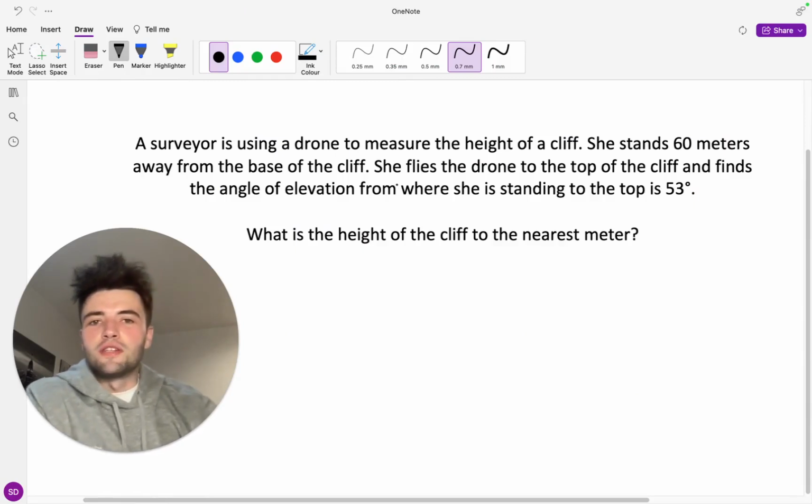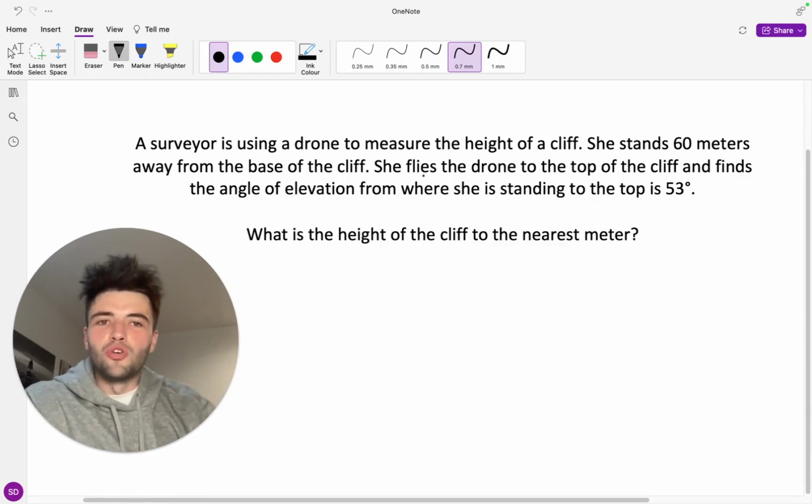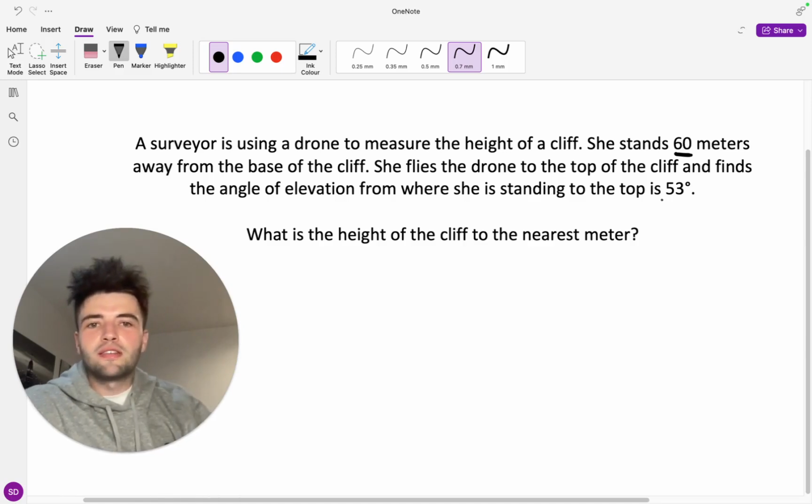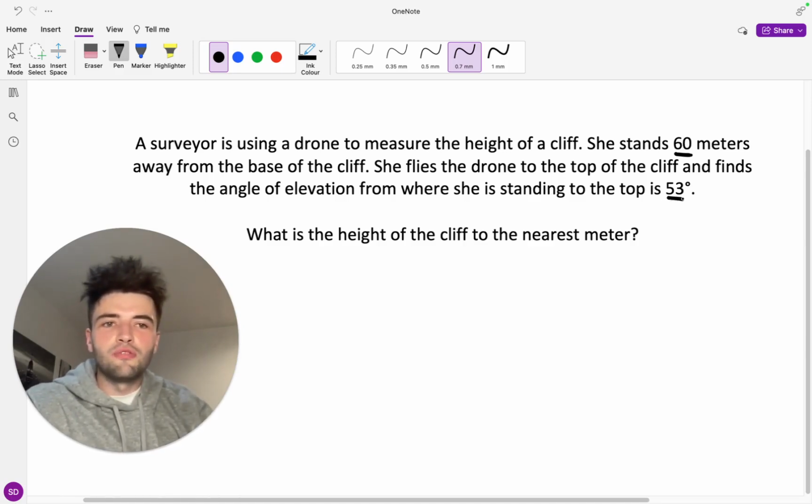So in this question we have a good example of basically a word problem, but for trigonometry. We're told that there's a surveyor measuring the height of a cliff, and she's 60 meters away from the cliff, and she flies the drone at the top to measure the height, and the angle of elevation here is going to be 53 degrees, and we're asked to find the height of the cliff.